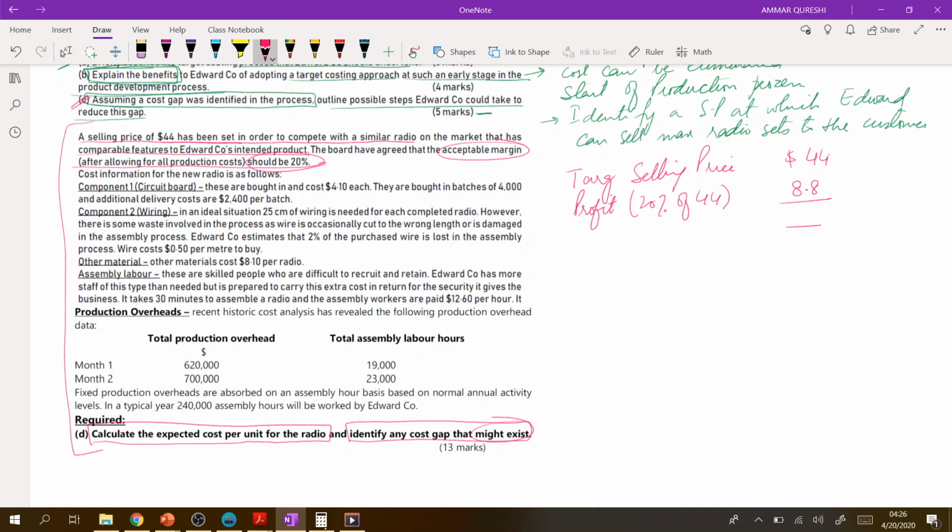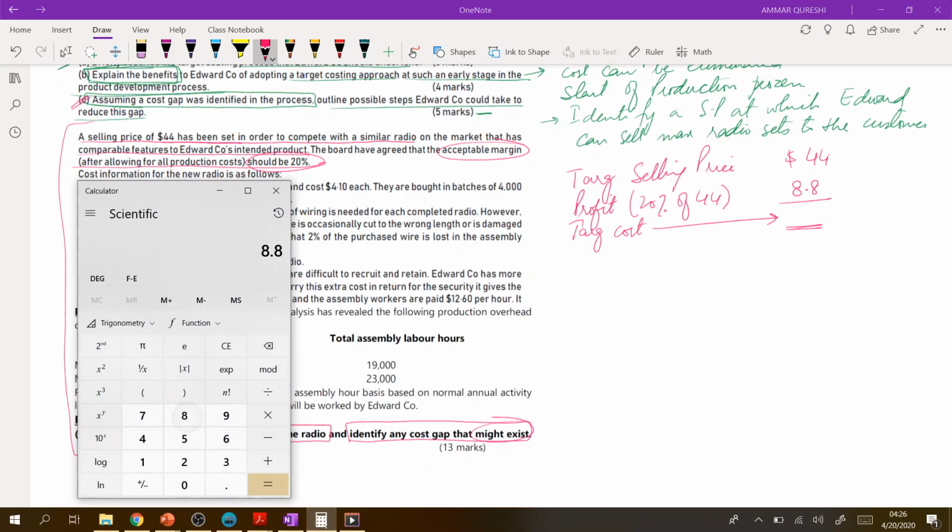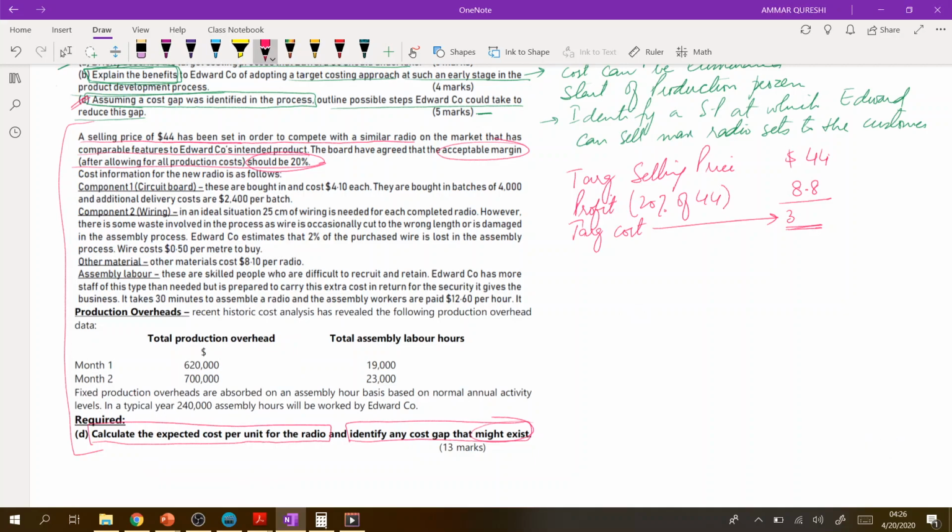So what will be the targeted cost in this situation? 35.2, right? This is the target cost. You have to manufacture your product in less than $35.2. If you can manufacture your product for less than 35.2, there will be no cost gap. If you manufacture your product for more than 35.2, maybe 36, 37, 38, then definitely there will be a cost gap issue, right?